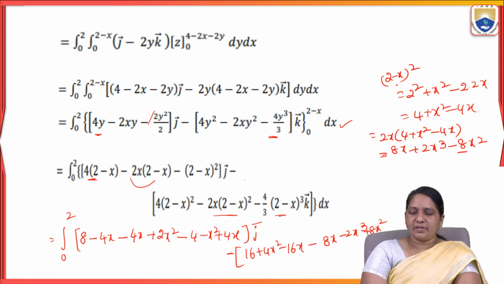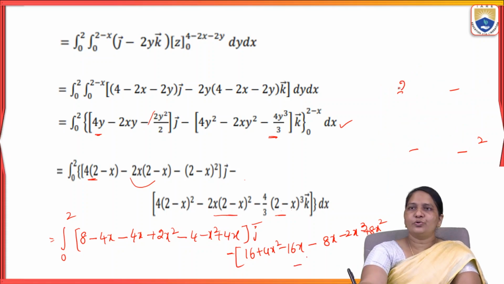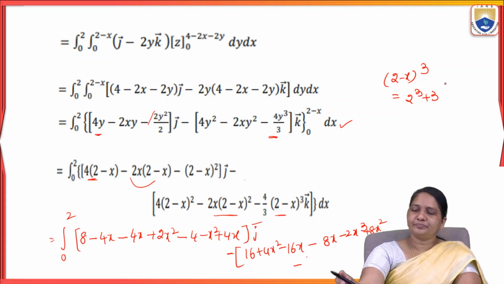Next we are going to multiply this one. So minus 4 by 3 into 2 minus x whole cube. That is a cube plus b cube minus 3ab. That means 3 into 2 into x into a minus b. So that is all we are writing here.